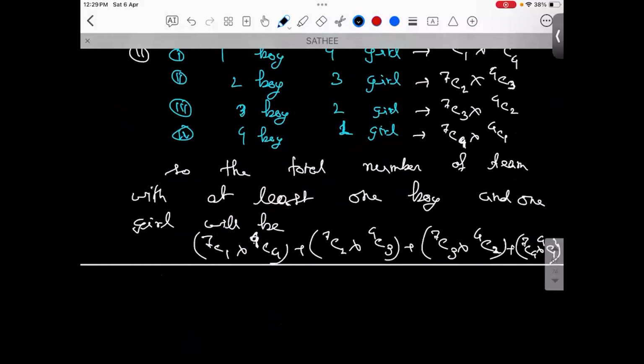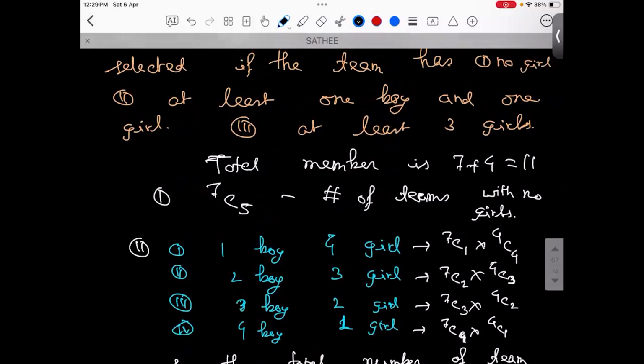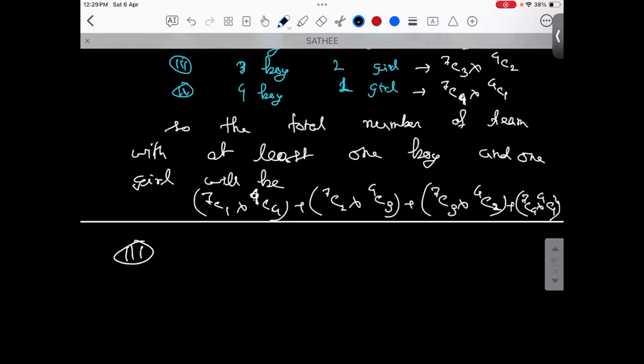Now come to the third case. Here also I will explain the concept and you can do it yourself. So at least 3 girls. At least 3 girls means here you can get only 2 cases. One is 3 girl, 1 boy. Another is 4 girl. Sorry, 3 girl, 2 boy, 4 girl, 1 boy.